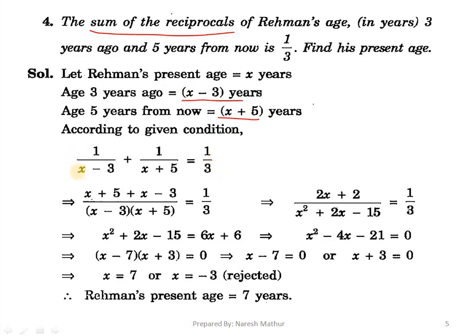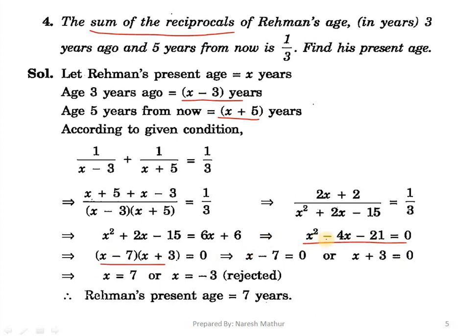Then when we need to solve it further, taking the LCM, x plus 5 into 1, x minus 3 into 1 equals 1 by 3. x plus x becomes 2x, 5 minus 3 is 2. Just cross multiply it. So we have x square plus 2x minus 15 equals 6x plus 6. After the transposition we get the equation x square minus 4x minus 21.